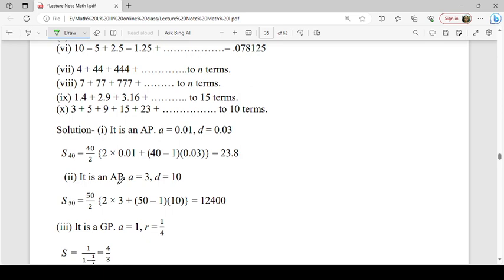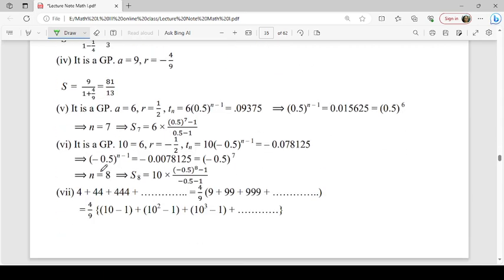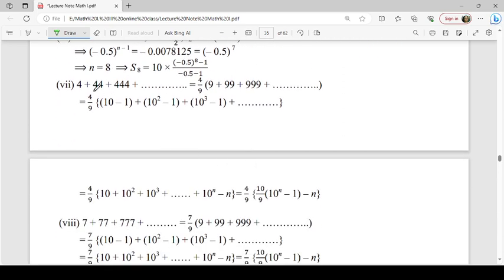Then number 6, here R is minus half, and Tn is 0.007125. Factorizing this, we get 0.5 to the power 7, so n is equal to 8, and S8 is this sum by the formula, because we are getting 8. Then for this problem, what do we do?